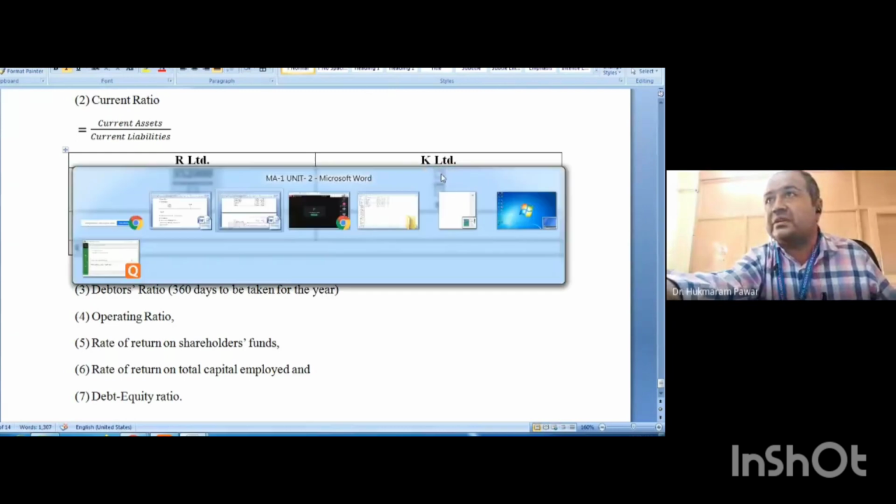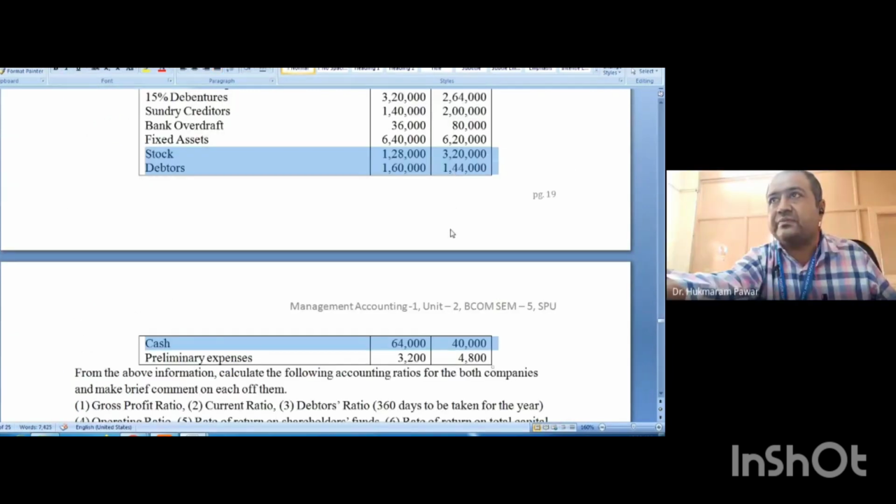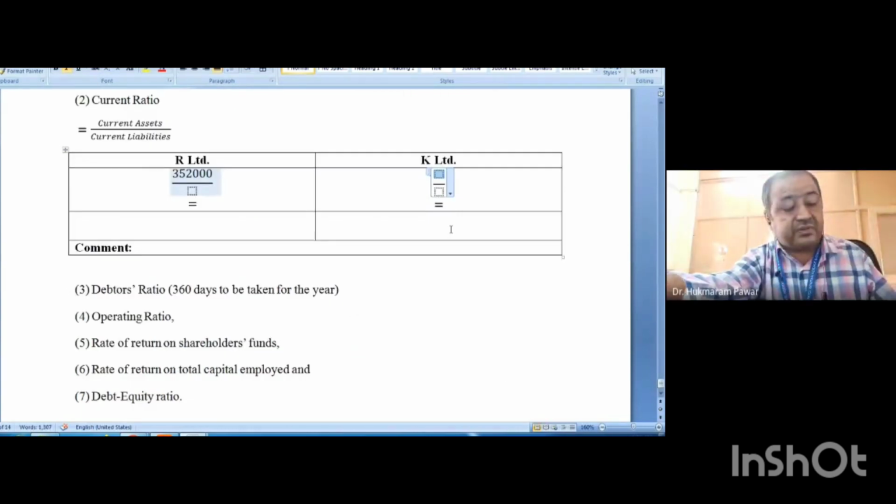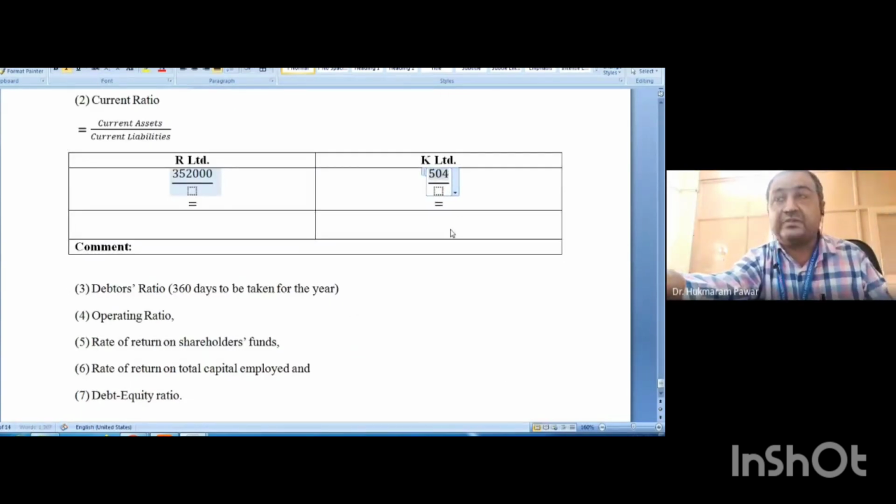320 plus 144. 5 lakh 4,000. Okay, 5 lakh 4,000.